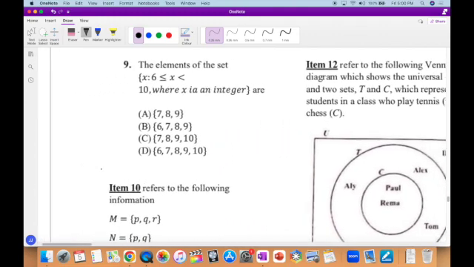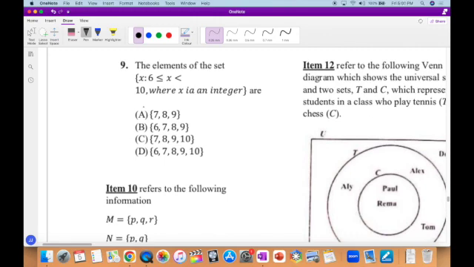Number 9. The elements of the set X is such that X is between 6 and 10, where X is an integer. And this paper was typed over, so the person who typed it over made some mistakes. So I hope you guys understood the question. The elements of the set between 6 and 10, you notice that this is an equal sign, but this is not. So that means that 6 is included. 6, 7, 8, and 9, but not 10. So 6, 7, 8, 9, that is B.